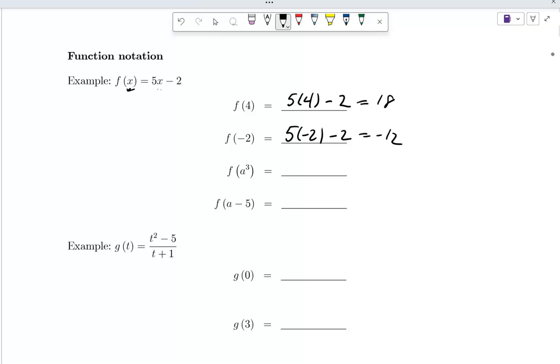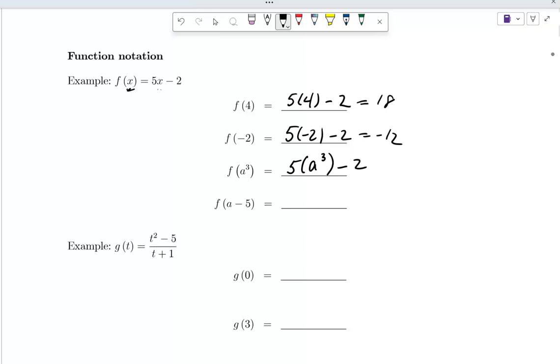It doesn't matter what's inside the parentheses. That literally goes into where the x is, right? So this one has f of a cubed. You're going to replace the x with a cubed. Okay? Doesn't matter what we're plugging in there. Could be a number, could be a letter, could be an emoji. Doesn't matter what it is.